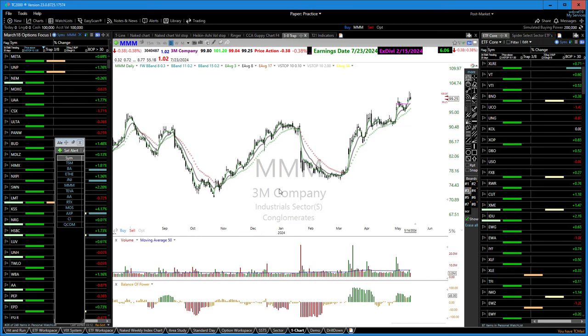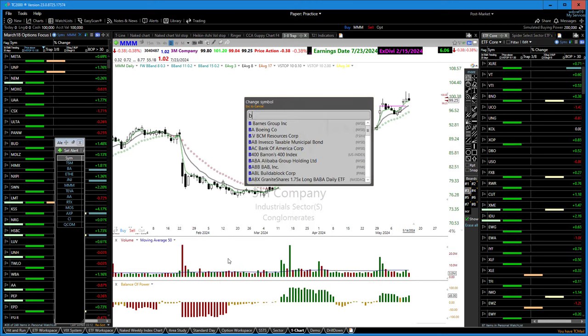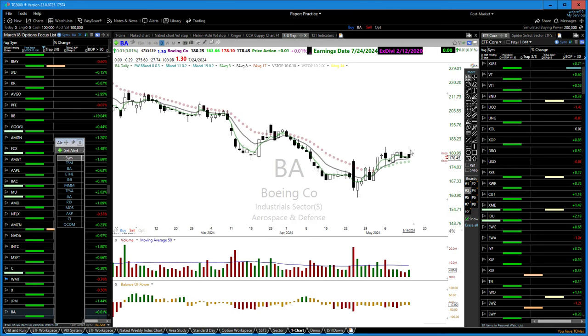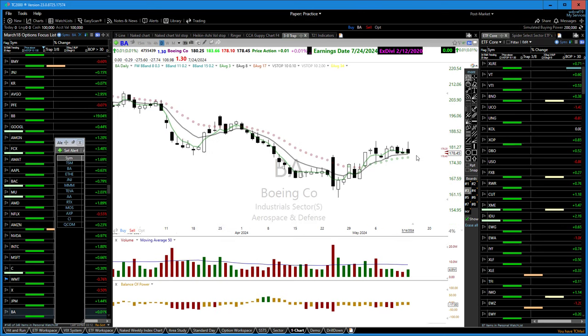I saw someone was posting Boeing. I didn't jump on the question because I wasn't trying to be rude, but I was trying to stay on subject. Boeing is potentially setting up, and I say potentially, 3 still holding above the 8. Everything's looking good there. Now we need a buy signal.